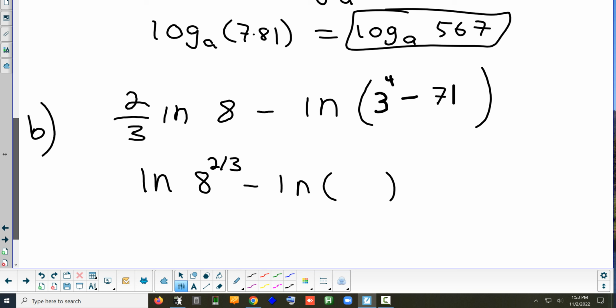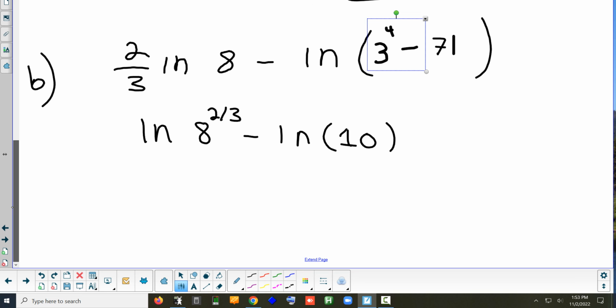Now, here, it's like they just gave us some arithmetic to do. Why would they do that? I don't know. It's just what they did. What is 3 to the 4th? We just did that. 81. Minus 71. 10. So take care of that.